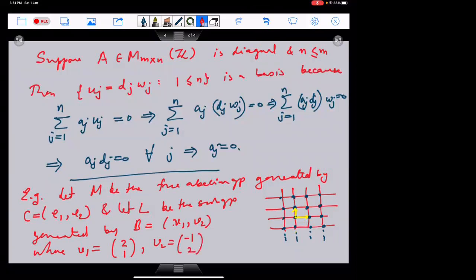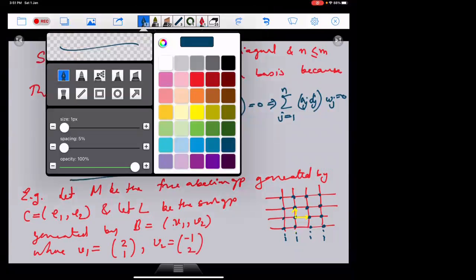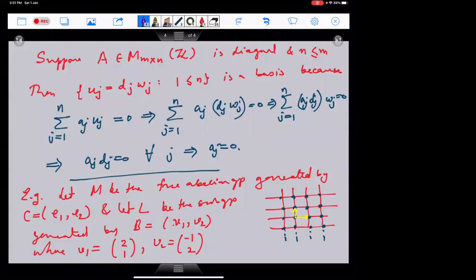So if I have to locate these in the same diagram, (2, 1) will be here. Is it visible? Yes, it is. Okay, then (-1, 2): I will come back backside, and then go up. These guys.